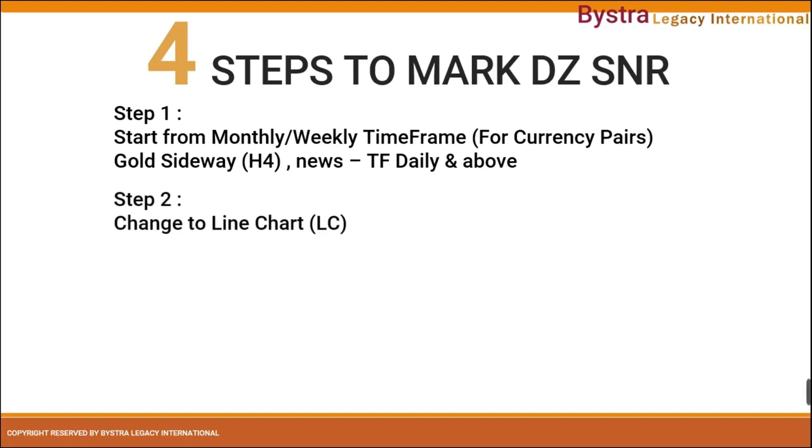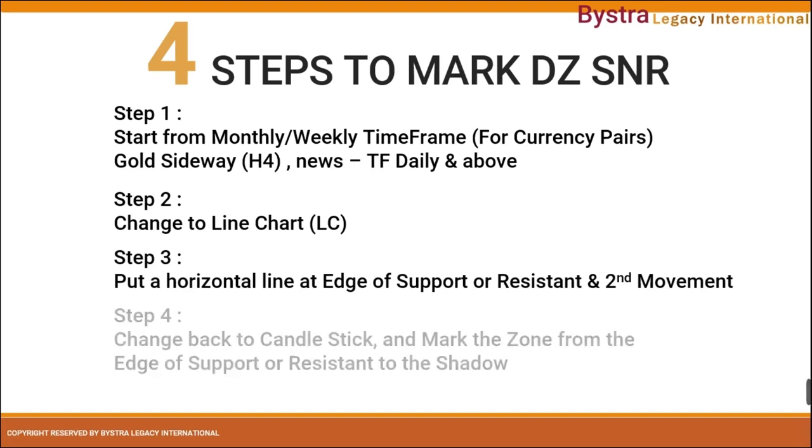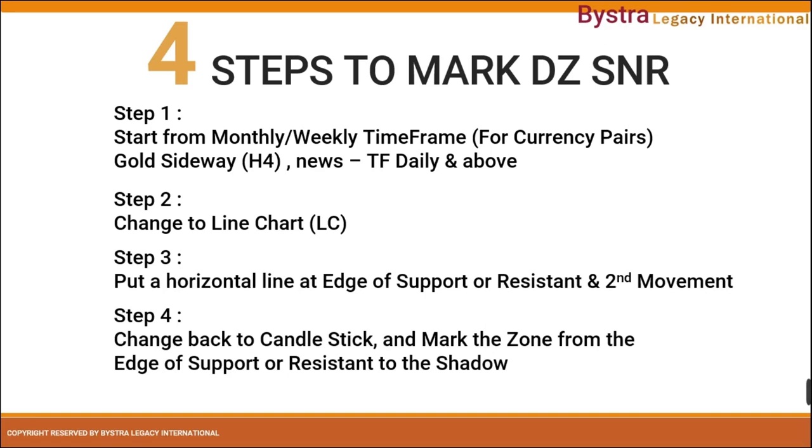Step 2, change to line chart. Step 3, put a horizontal line at the edge of support and resistance and the second movement. Step 4, we change back to our candlestick chart and mark the zone from the edge of the support or the resistance all the way to the shadow, or the wick, you want to call it. So I'll show you the example on the next slide.